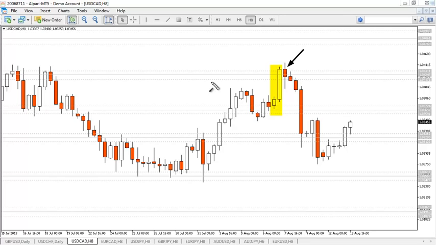Candles are giving us very, very important information. They're telling us buyers are in control of the market. Then they're telling us when the buyers are losing control of the market and the sellers are gaining control, and then we can enter a short trade.